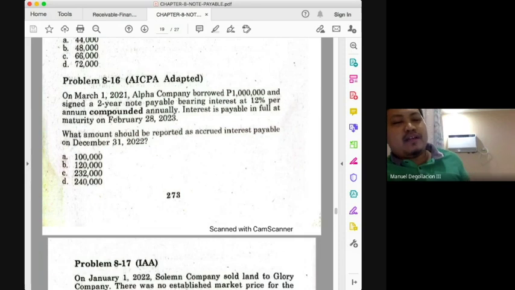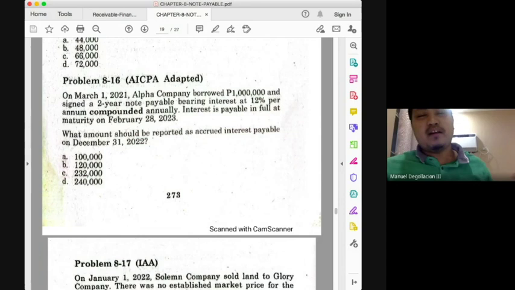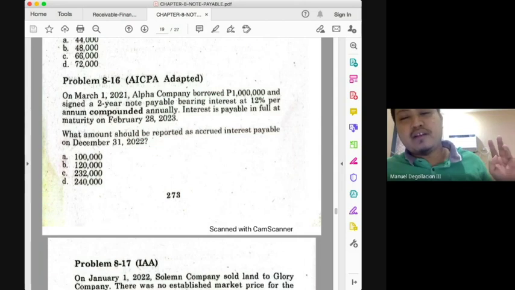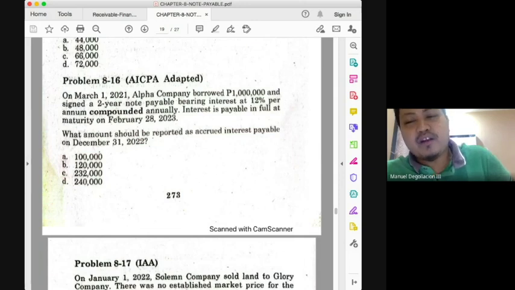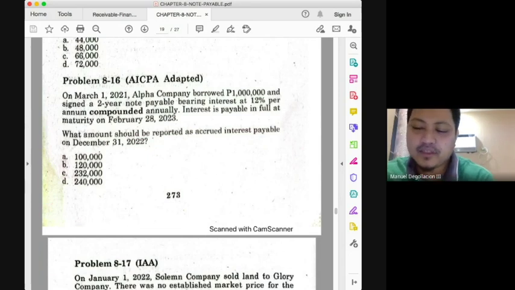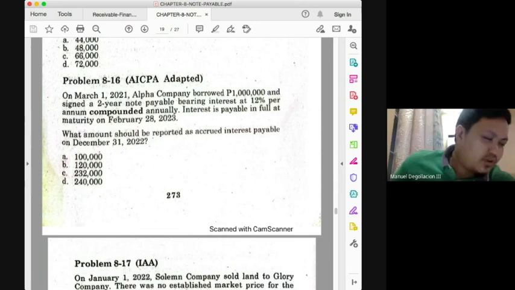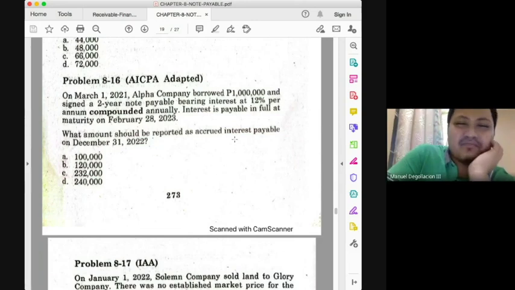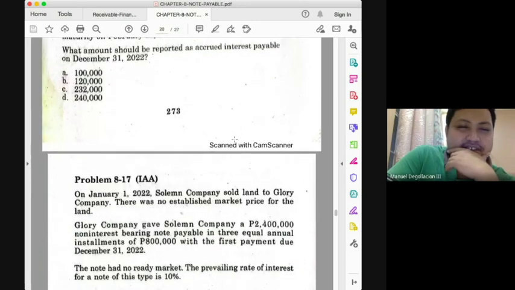So all in all, by December 31, 2022, all the interest that has accrued is as follows: 120,000, the interest earned by the principal in the first year; another 100,000, the interest earned by the principal in the second year for 10 months; and the third component would be 12,000, the 10-month interest earned by the 120,000 interest. So you have 12,000 plus 100,000 plus 120,000. Your answer here would be 232,000. I do not expect this to be asked during the exam.